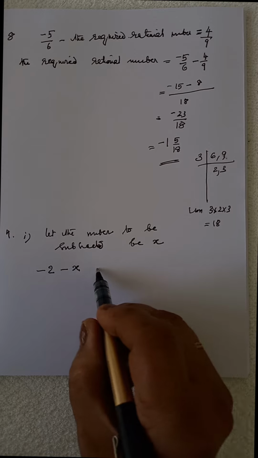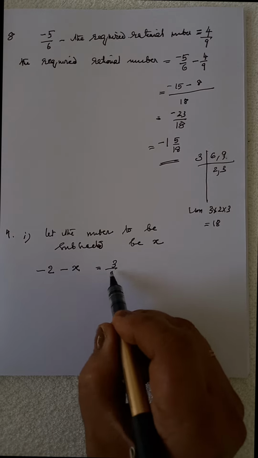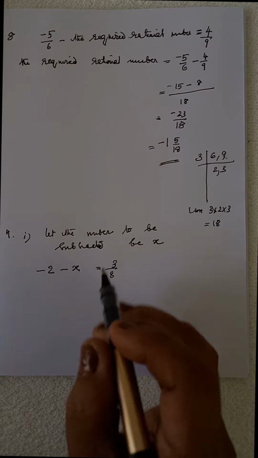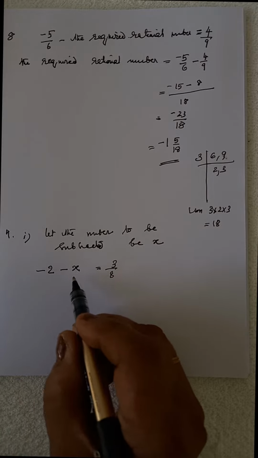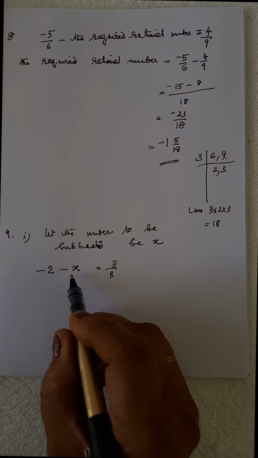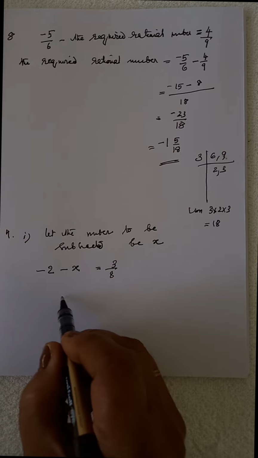Then what? To get 3 by 8. Read the questions 2 times. Then only we will get an idea. Then we want to find x alone. So this is minus x. So take this minus x to right side. So this is plus x.